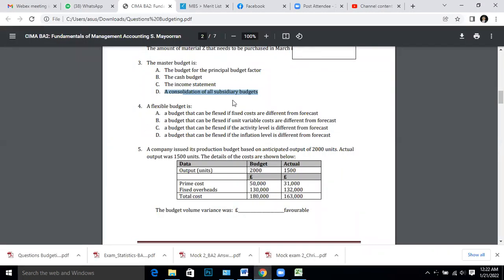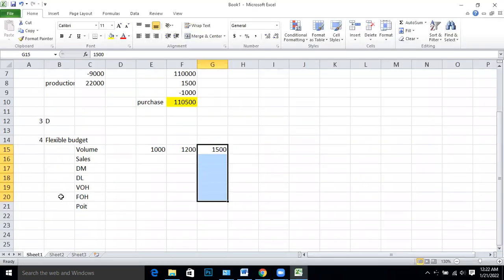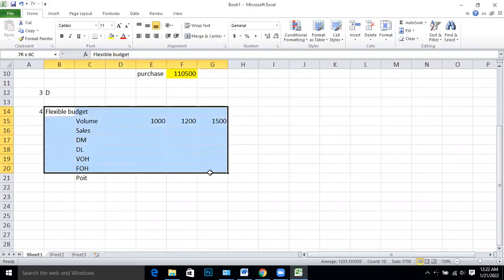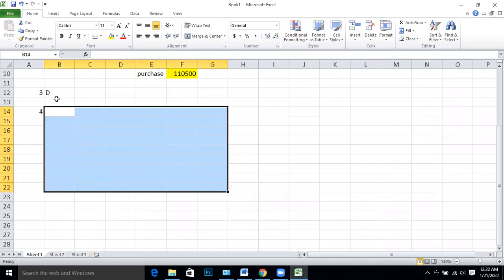Here, a budget that can be flexed if the activity level is different from the forecast, right? We are showing different activity levels, right? That's what you call flexible budgets. Option C.